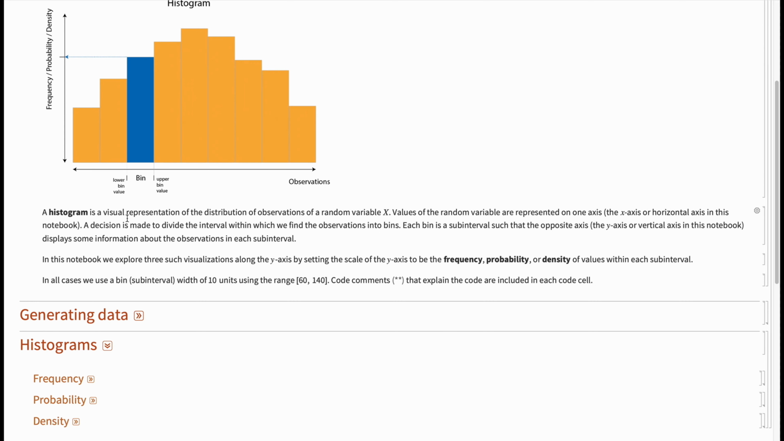Now the information that we want to convey on the y-axis, that's the height of each of these bars, each of these rectangles, that is a decision that we have to make. In this video, I want to show you three different types of information that we can display on that y-axis: the frequency, the probability, and the density. Throughout this video, I'm going to use a bin width of 10. That means if I look at any of these little rectangles, these little bins, and take the upper bin value minus the lower bin value, I'm going to get a fixed difference of 10 units.